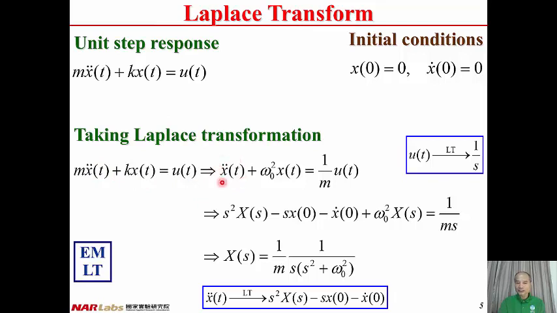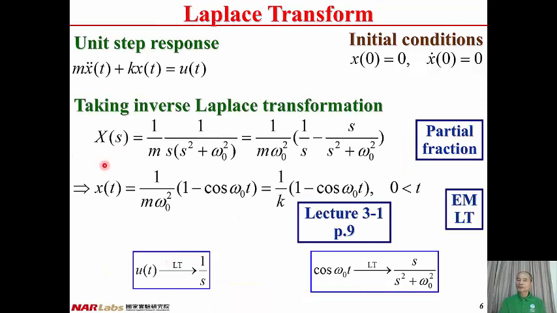The Laplace transform of the second derivative equals s squared X(s) minus s times x(0) minus x dot of 0, plus omega 0 squared times the Laplace transform of x(t), equal to X(s). The Laplace transform of u(t) equals 1 divided by s, therefore the right hand side of the equation equals 1 divided by m s. From this equation, we can solve for X(s) equal to 1 divided by m times 1 divided by s times (s squared plus omega 0 squared). Then we can perform the inverse Laplace transform so that we can find the displacement function.